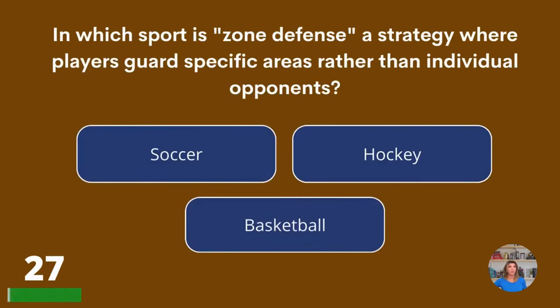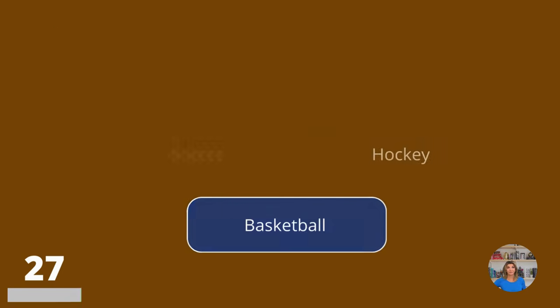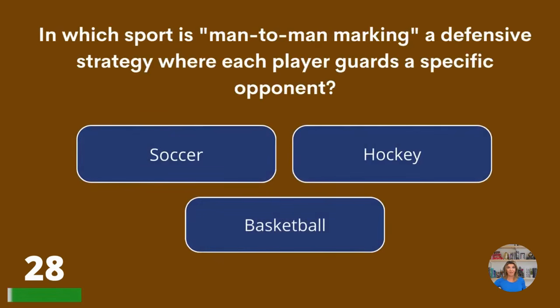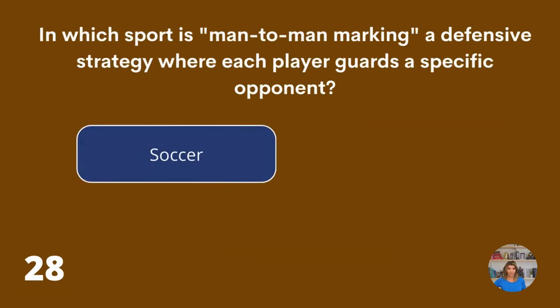In which sport is zone defense a strategy where players guard specific areas rather than individual opponents? Soccer, hockey, or basketball? Basketball. In which sport is man-to-man marking a defense strategy where each player guards a specific opponent? Soccer, hockey, or basketball? Soccer.